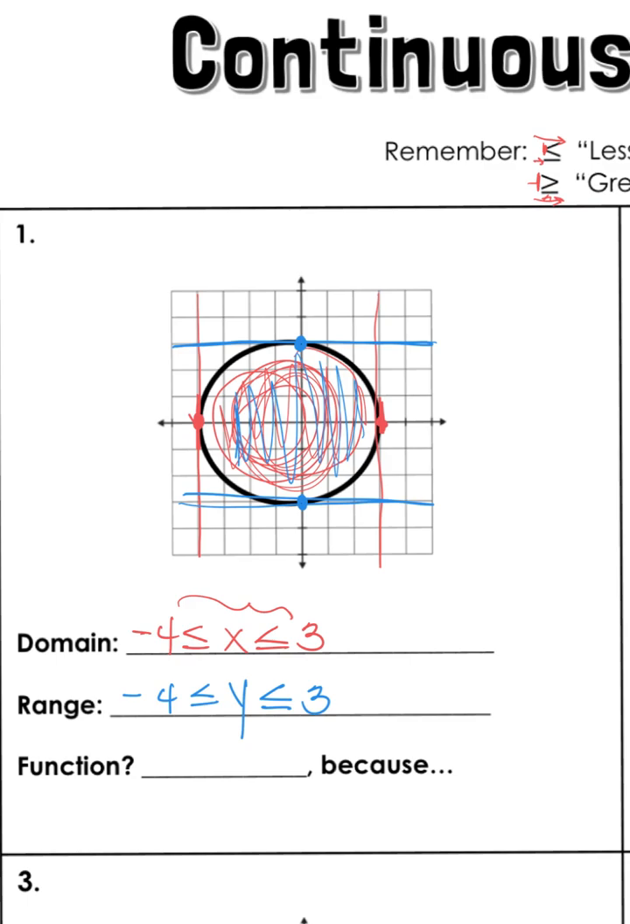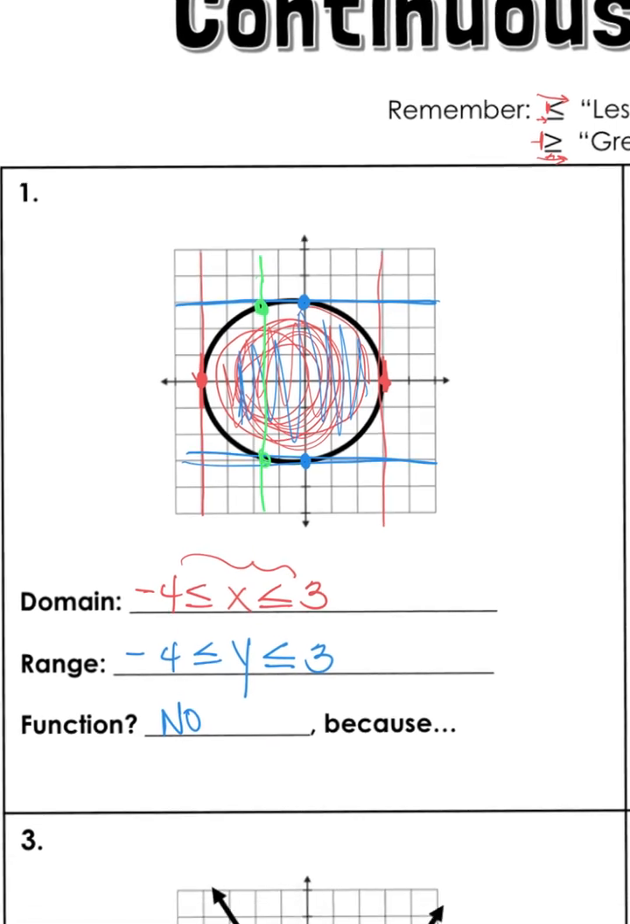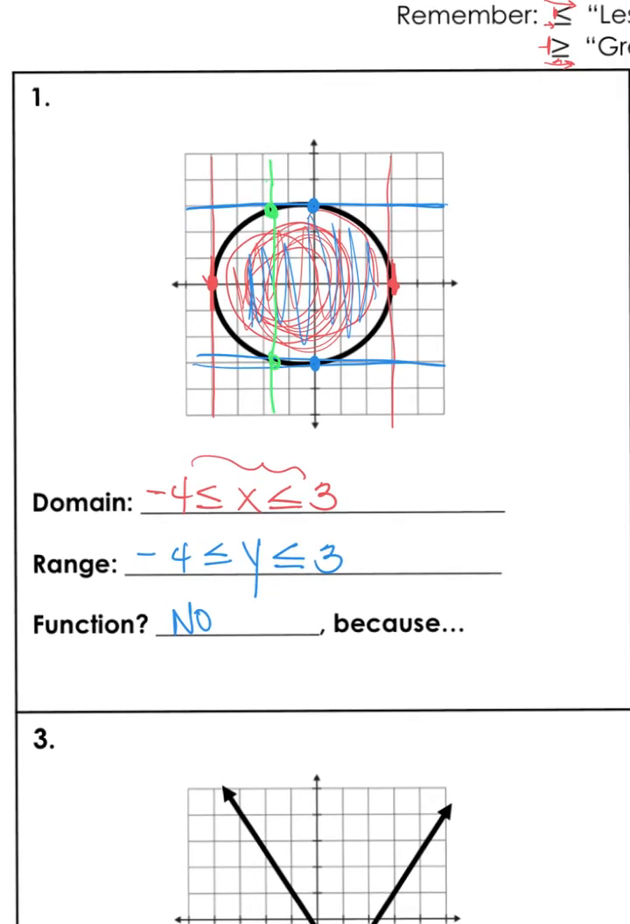Is it a function? No, it is not. And if you ask yourself why, if you lay your pencil on the graph, it touches the graph in 2 places. So it is not a function because it fails the vertical line test. And I'll write it out. It fails the vertical line test. So it is not a function.